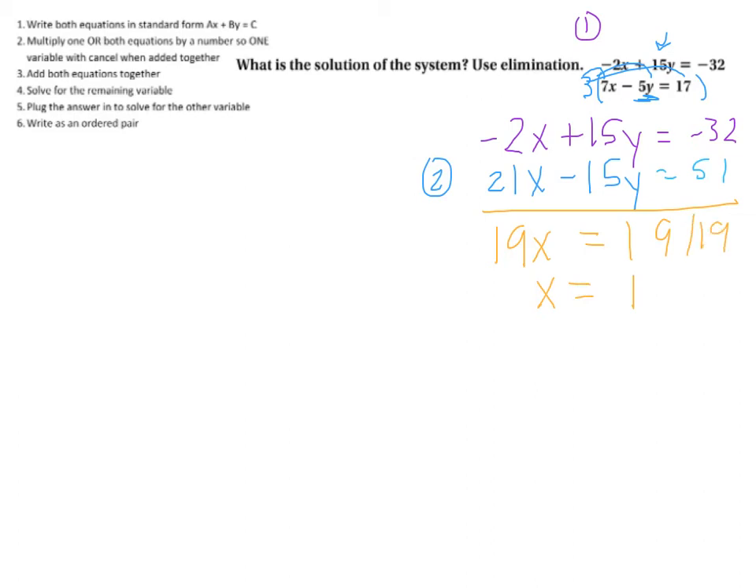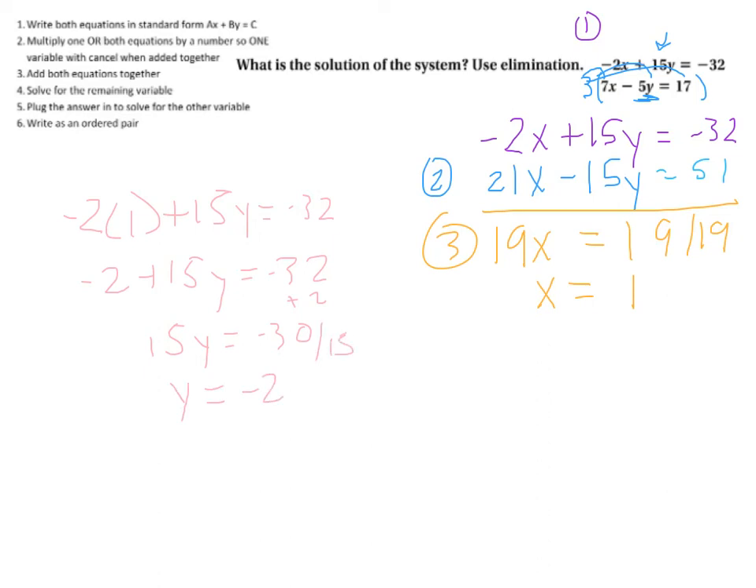Now that was my third step. My fourth step is to plug it into either equation. It does not matter which one you plug it into. I'm going to pick negative 2 times 1 plus 15y is equal to negative 32. Again, that's just because there is no rhyme or reason to it. So I'm going to add 2 to both sides, so I have 15y is equal to negative 30. And so y is going to be equal to negative 2 because I have to divide by 15.